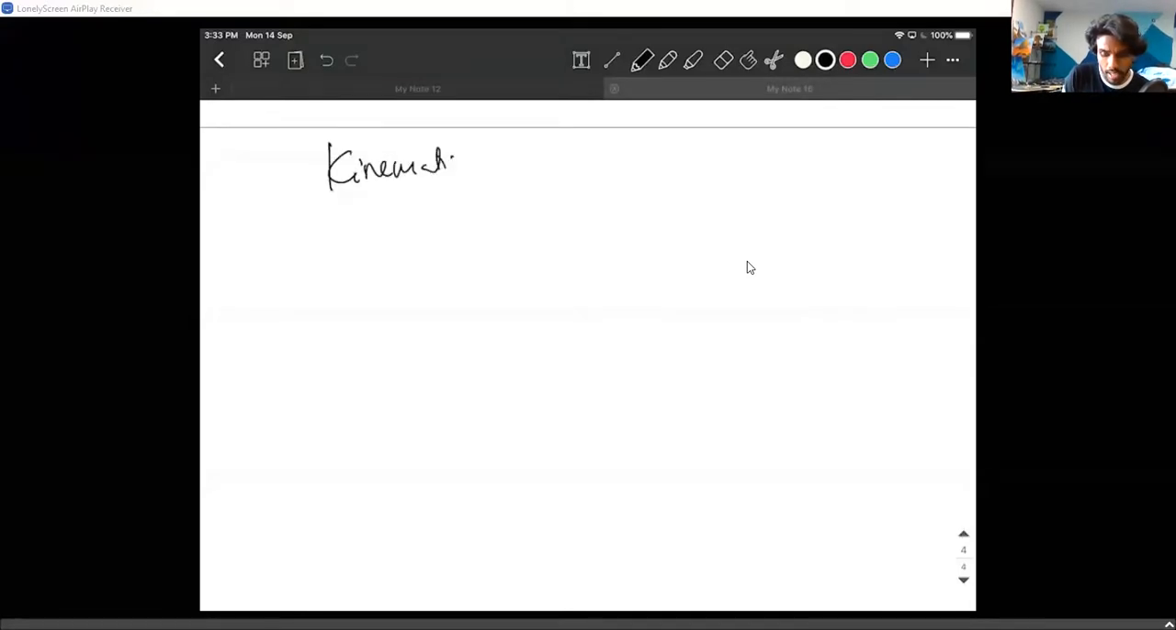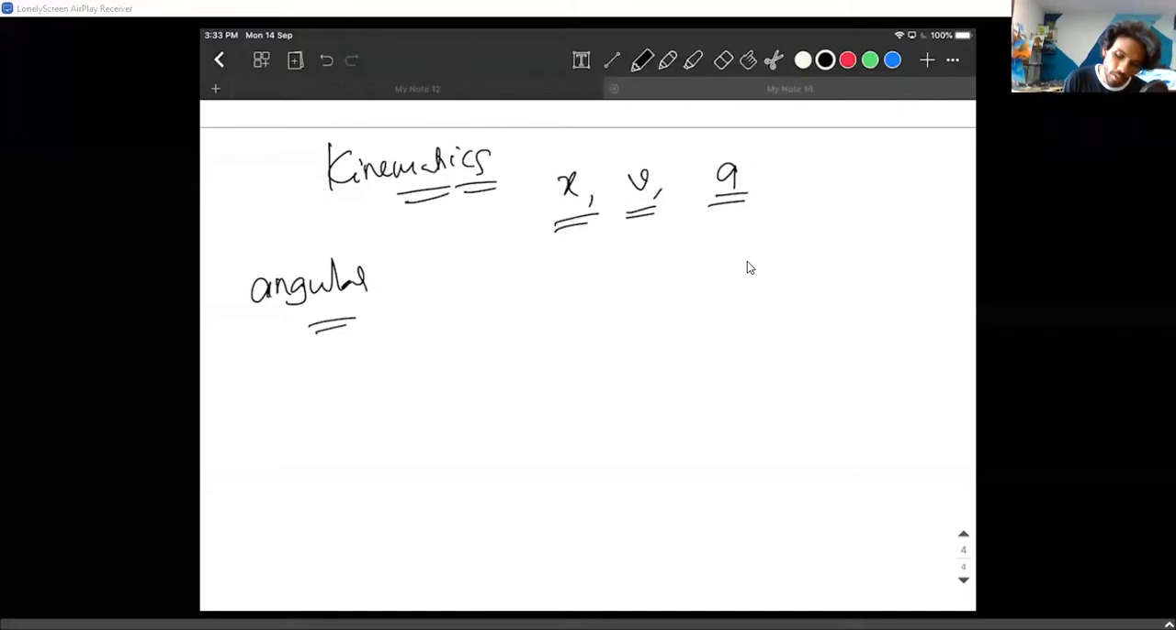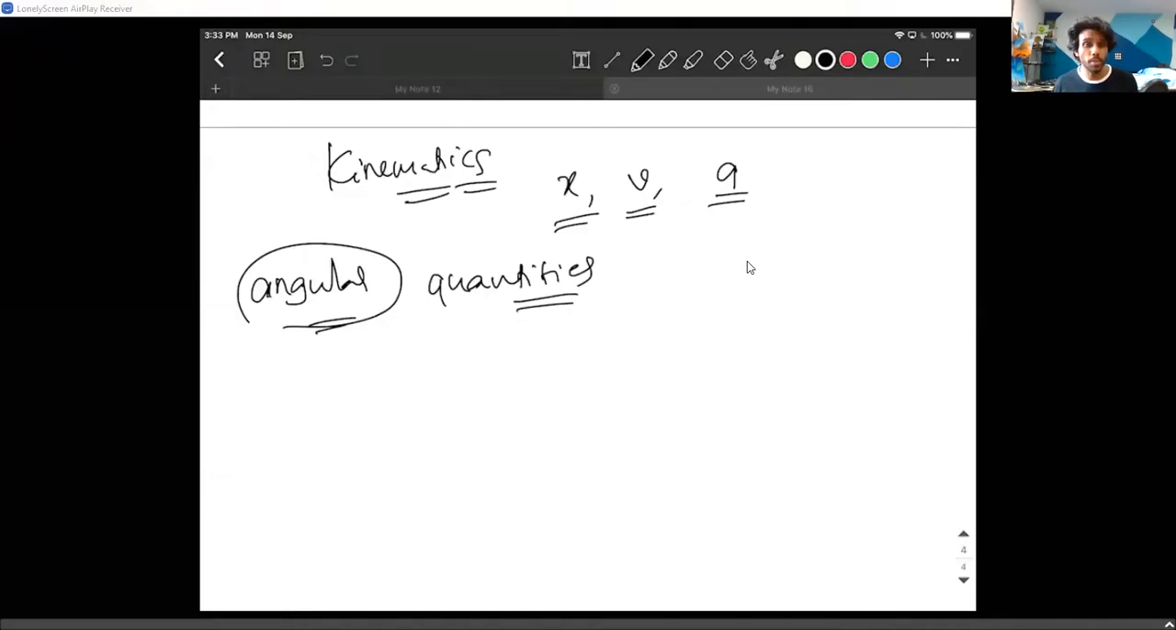Now, why are we at the kinematics again? We've talked about displacement, velocity, and acceleration, right? These are all basically linear displacement, linear velocity, and linear acceleration. Now, for the first time, you are introduced to angular quantities. You can call it angular kinematics.